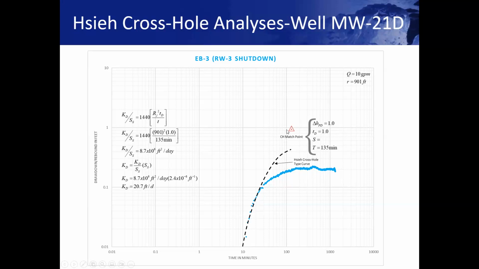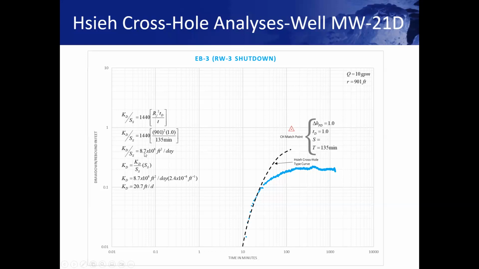You get a match point. It's a lot like the Tice method or any of the other match point methods. You calculate these particular parameters for that match point. And this is the Hsieh crosshole equation with this constant representing a conversion factor. But you get the hydraulic diffusivity, which is KD over specific storage.